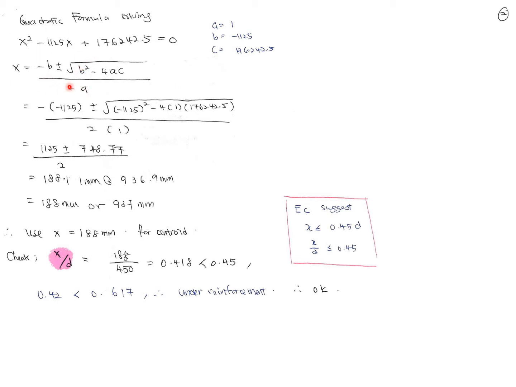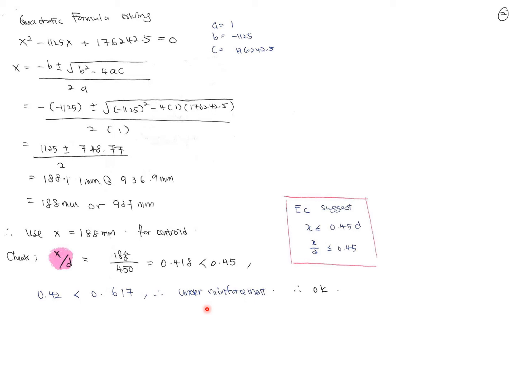You learned this from mathematics, so I'm not going to explain more. You substitute the values accordingly. Follow my steps, and then you will get x equal to 188 or 937. For this we will use x equal to 188, because d is only 450, so it is 188 from the top to the neutral axis. So x is equal to 188, and we need to check. x over d is 188 over 450, which equals 0.418, which is less than 0.45 as suggested by the Eurocode.